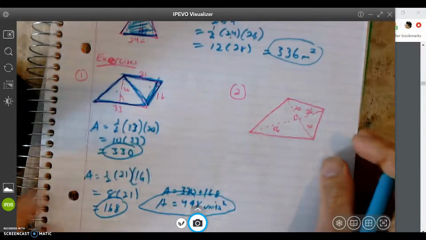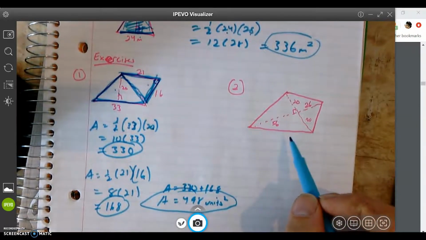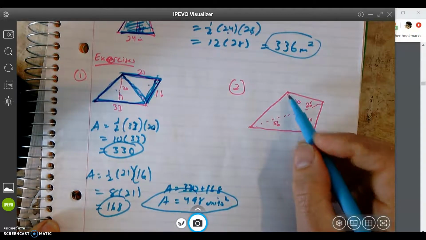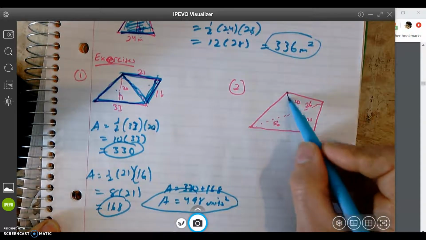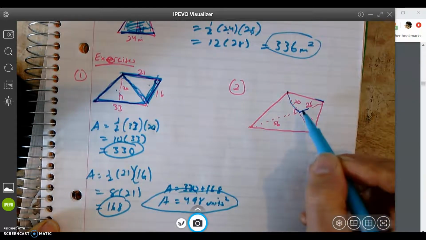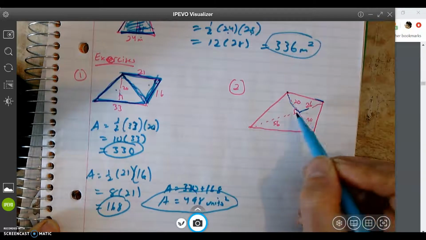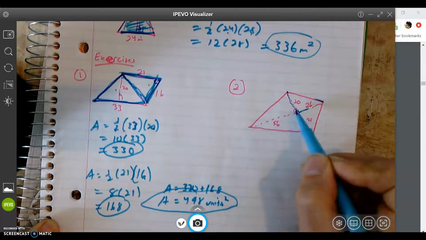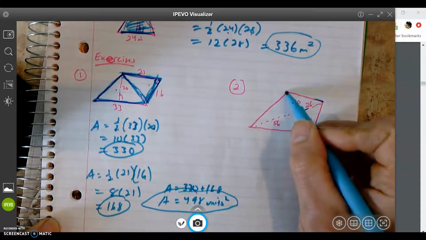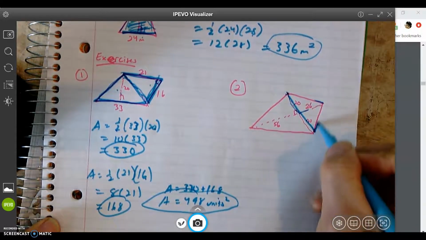Okay, number 2. Ooh, what's your strategy here? What do you think it's going to be? Ooh, yeah. So you guys should do a bunch of strategies with this. I see you do 4 triangles. So here's 1, here's 2, there's 3, and then here's 4. So you can find the area of all 4 triangles if you want and add them up. But I'm actually going to do just 2.